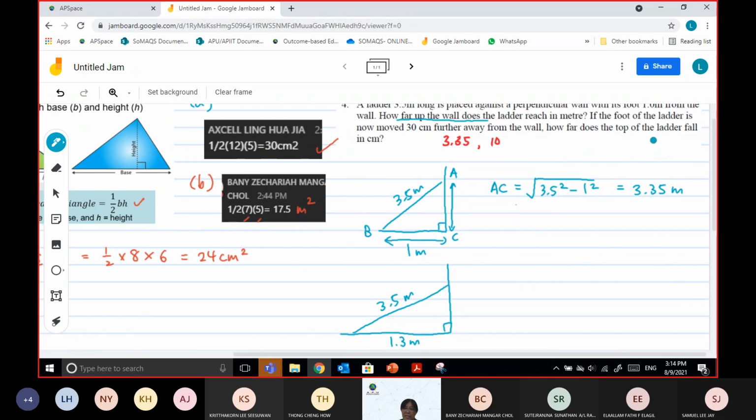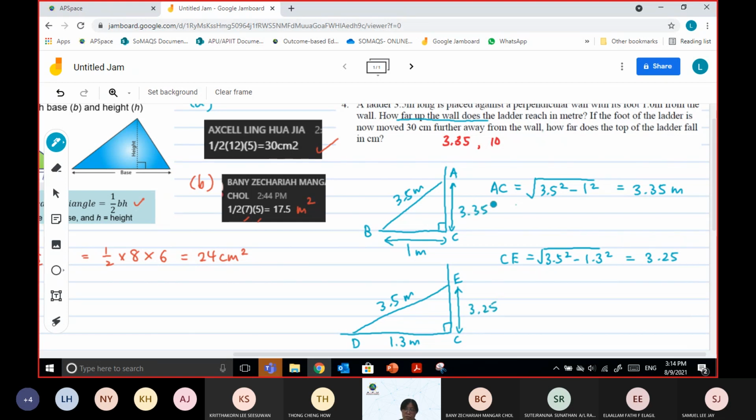Now, how far does the top of the ladder fall in cm? Can you see the ladder will fall, right? But before we measure how much it actually falls, let's measure what the new height is right now. Let's say I have C, D, E. Let's measure CE. When we measure CE this time, using the theorem again, 3.5 squared minus 1.3 squared, I will get 3.25. So this time it is 3.25.